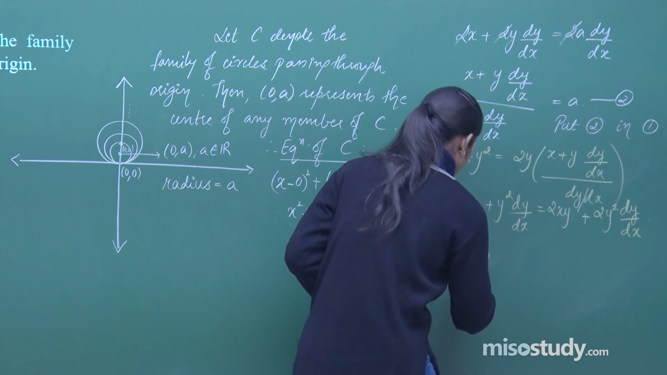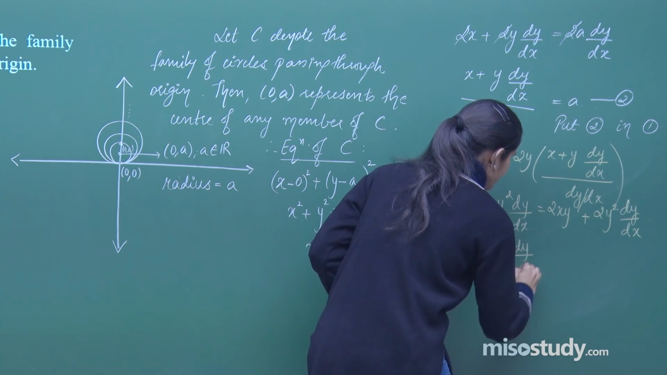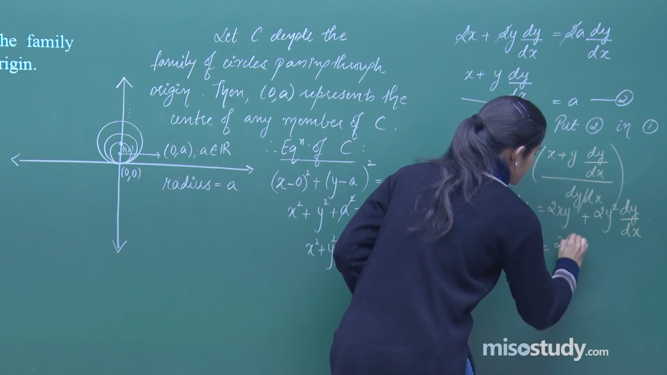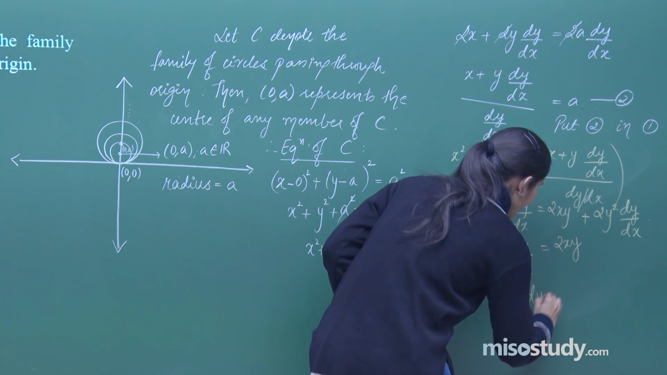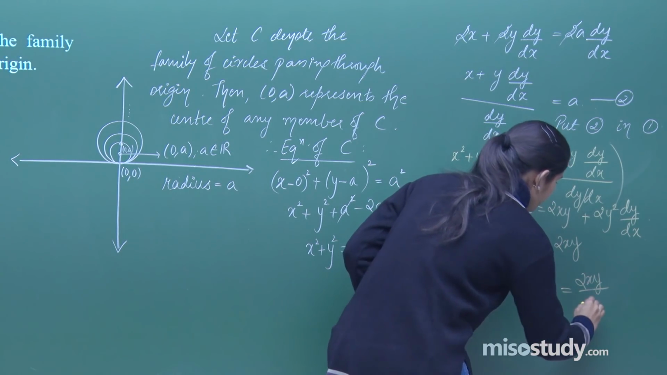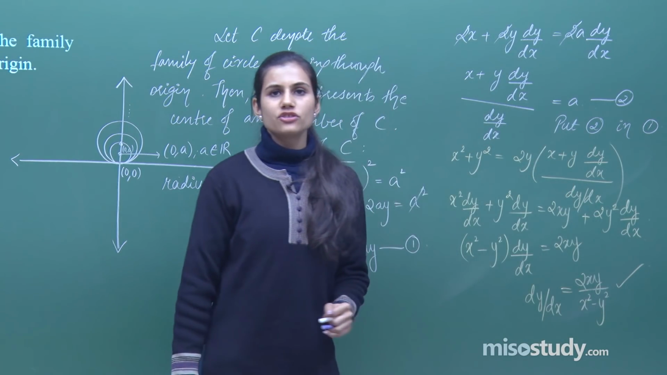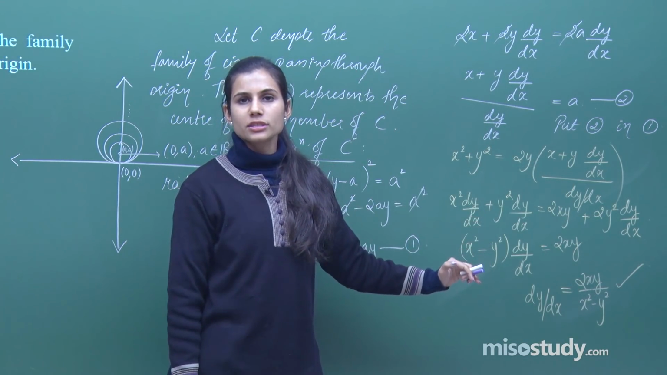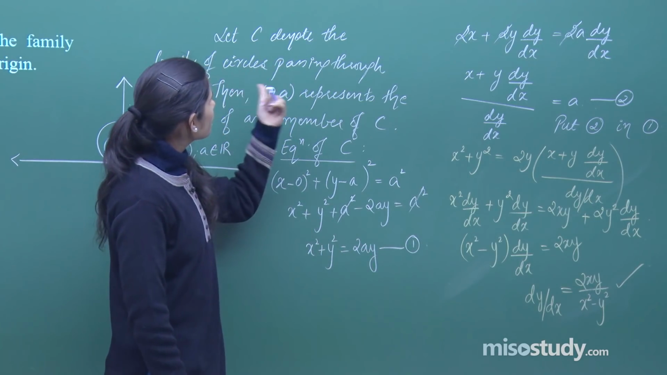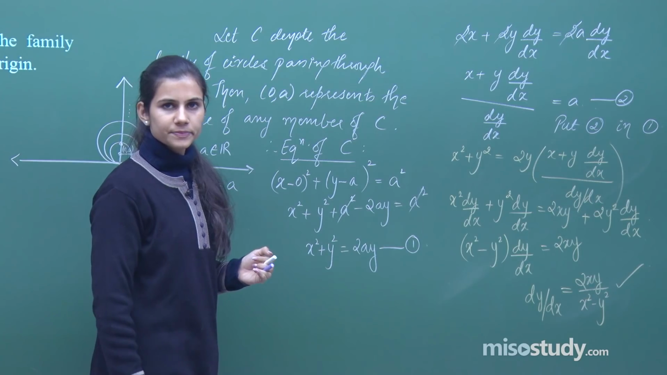When you bring it again over here, you get x square minus y square dy by dx equals 2xy, and therefore your dy by dx becomes 2xy upon x square minus y square. And this is that differential equation free from any arbitrary constant, which represents your family of circles which are touching the x-axis at origin. Is it clear?